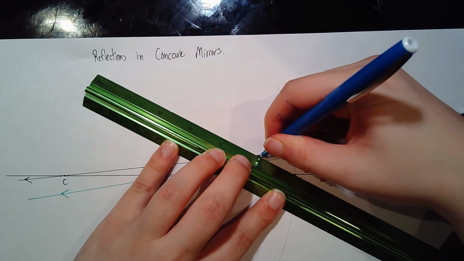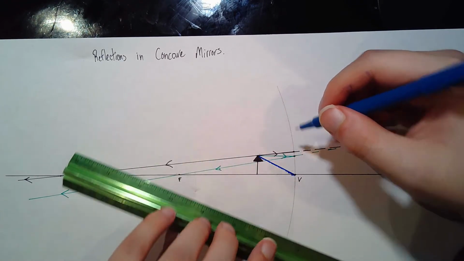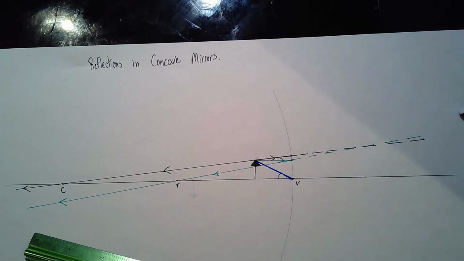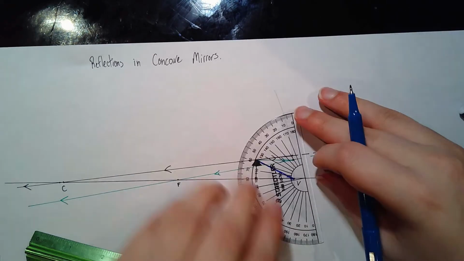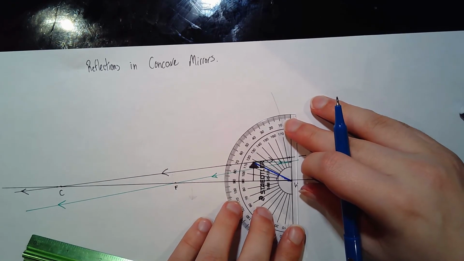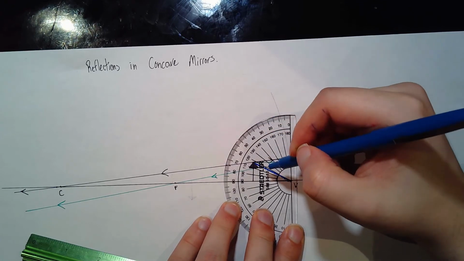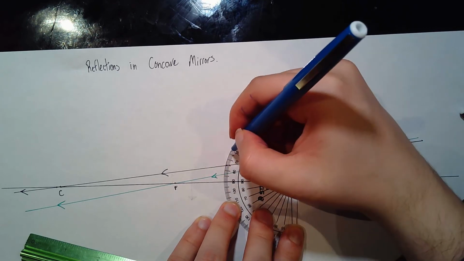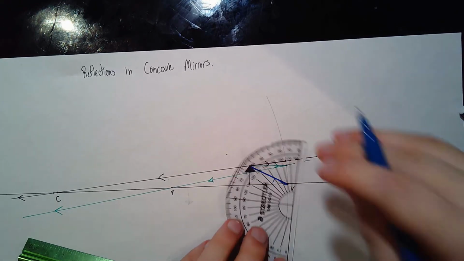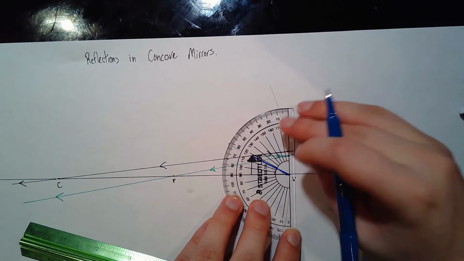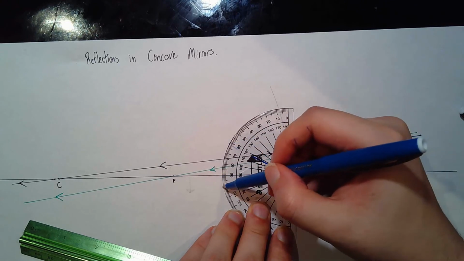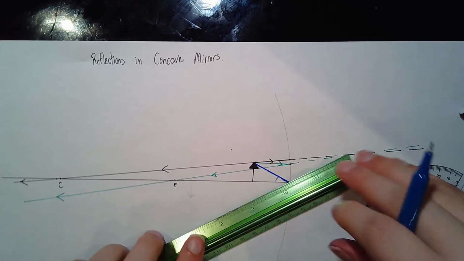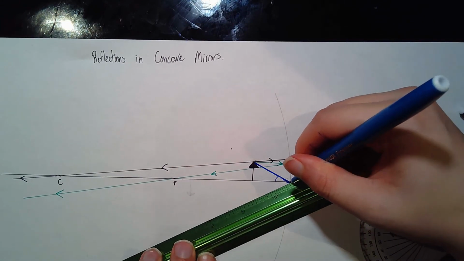So this is the ray that's coming in to hit the vertex. And so now all I'm going to do is measure the angle that it makes between the principal axis and the ray. And so I'm going to take out my protractor, and I find that this angle is about 28 degrees, roughly. And so I'm going to make that exact same angle coming out on this end. So 28 degrees is roughly there. And so this reflected ray is going to come off in this direction.